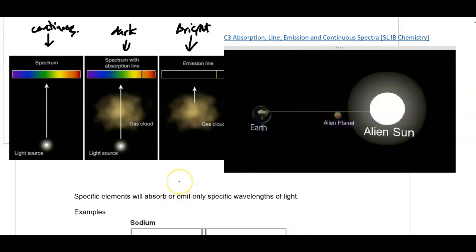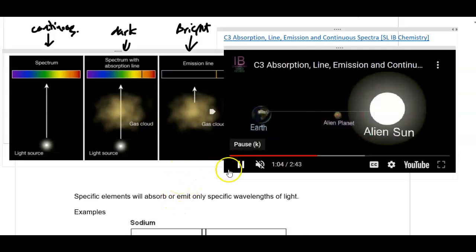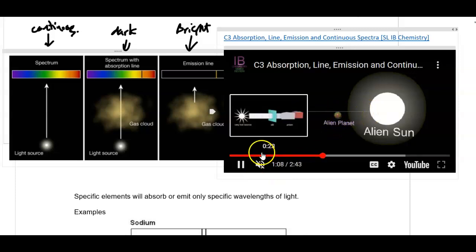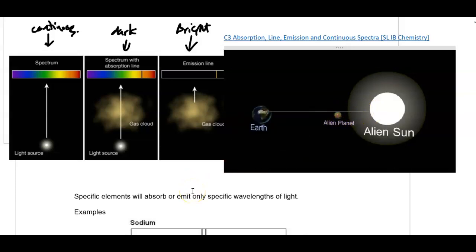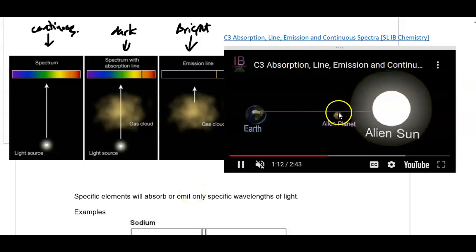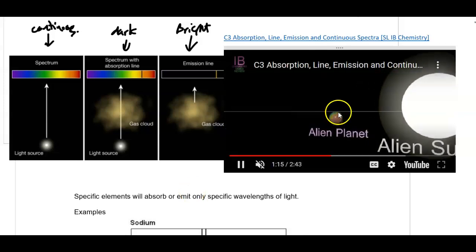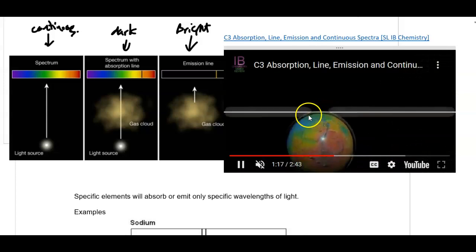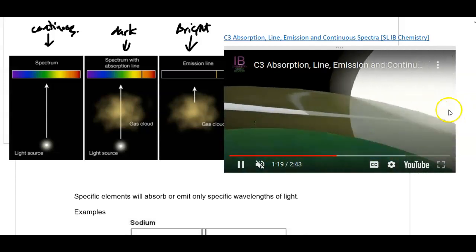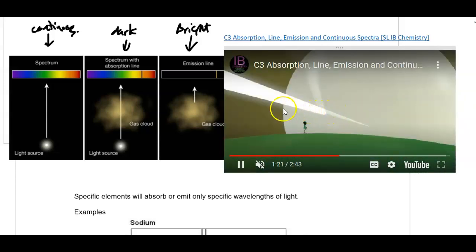Now this can be helpful in figuring out what specific elements are present, and we're taking a look at this in terms of specifically a planet. We've got this alien sun producing light, and some of the light passes right through the atmosphere, and what gets absorbed here will let us know what's in the atmosphere.